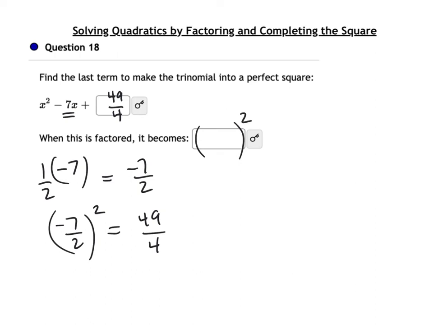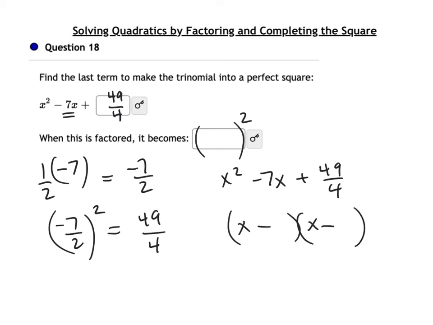This is something squared. X squared minus 7x plus 49 over 4 is something times something. It's going to be two negatives to make that a positive, and in the middle a negative. And 7 times 7 is 49, and 2 times 2 is 4. So this is x minus 7 halves quantity squared.